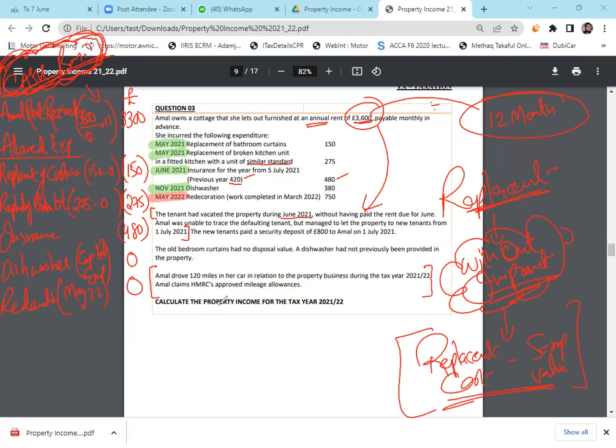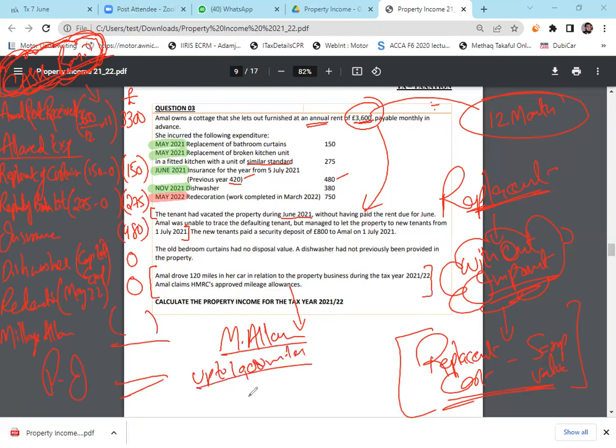And the last line, they wrote mileage. What was my formula for mileage? Mileage allowance up to 10,000 miles is fixed at 0.45 per mile. How many miles did he drive? 120. So 120 times 0.45 is 54. Then we will get the property income. Any questions, please? Okay, please copy it down.